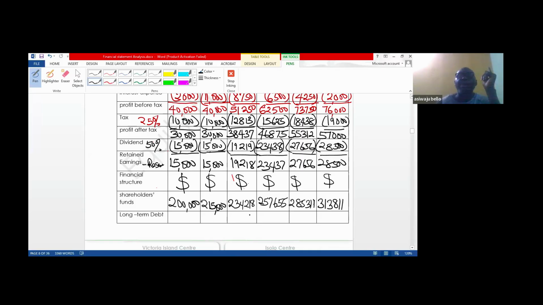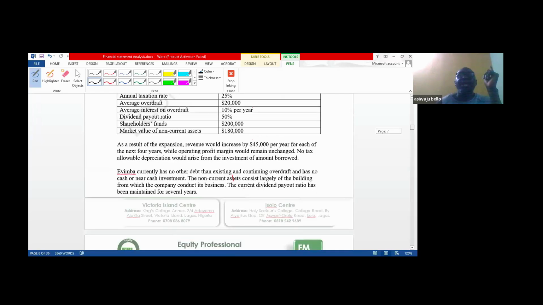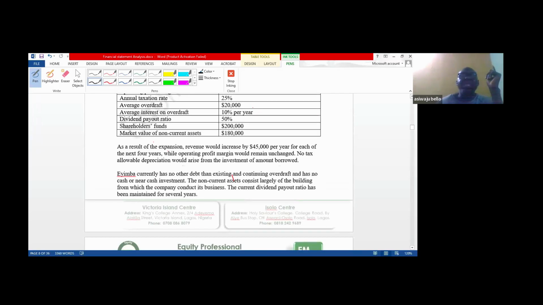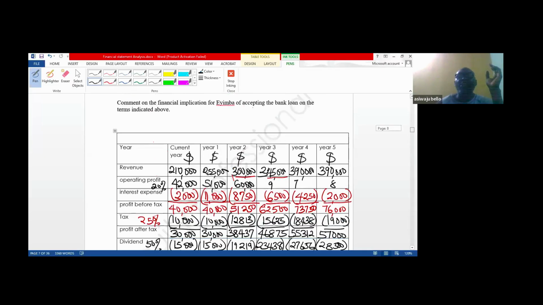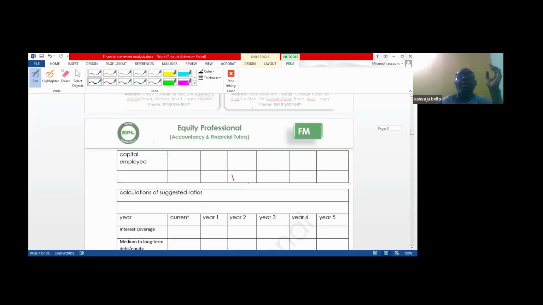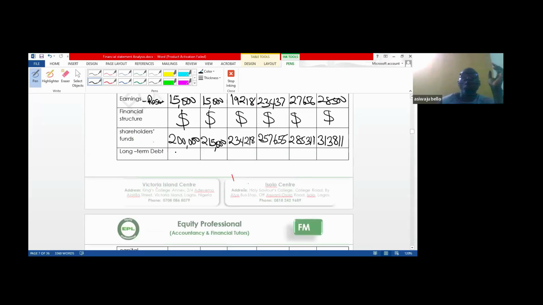Now, long-term debt. Let's go to the question. The examiner says, currently, Enyimba has no debt other than existing and continuing overdraft. Overdraft is not a long-term debt. That means in the current year, no long-term debt.